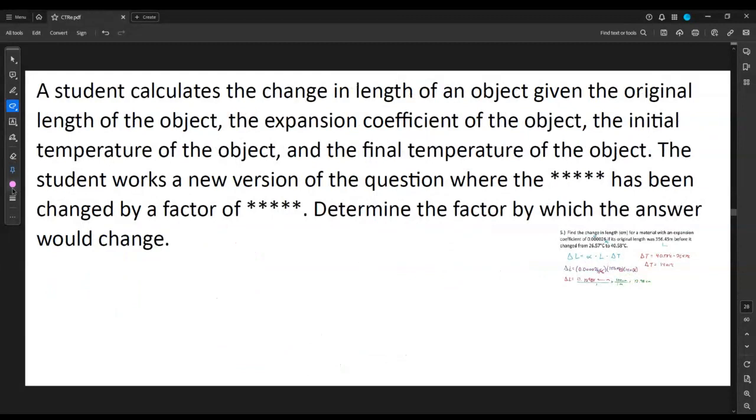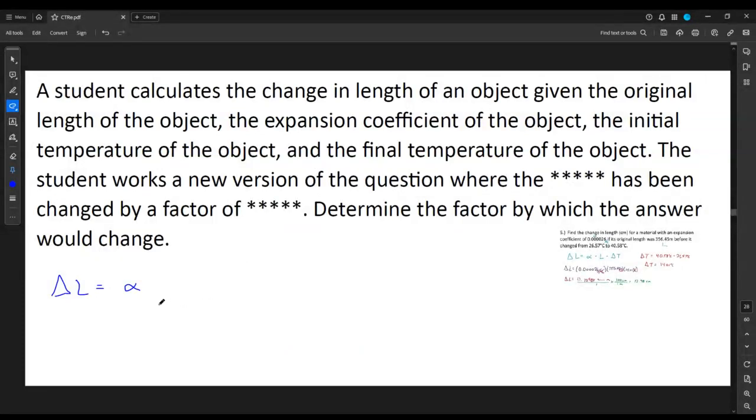Okay, so now the start of the 3B material. This is the one where we're talking about thermal expansion. If something gets warmer, it tends to expand and get bigger. Keep in mind that you have negative expansion, so if something cools down, then it's going to contract, it's going to shrink.